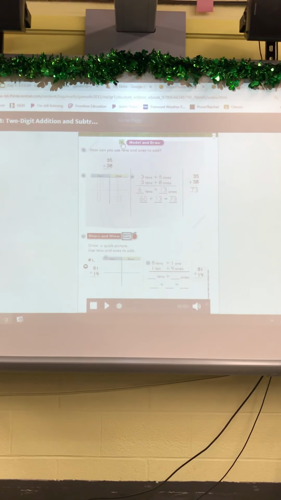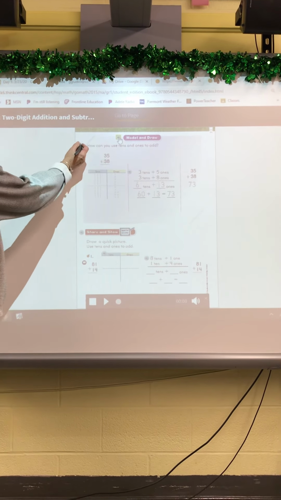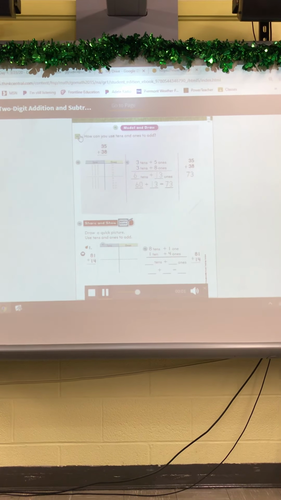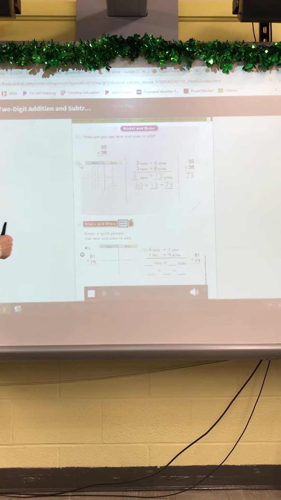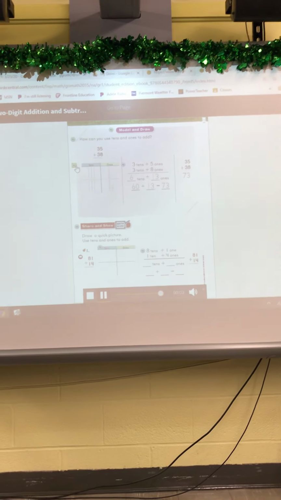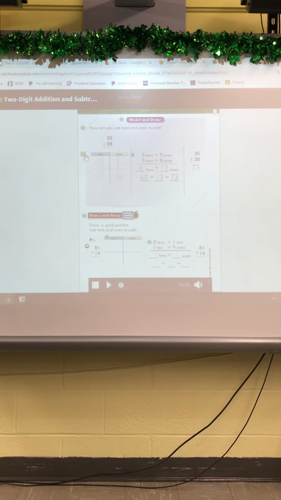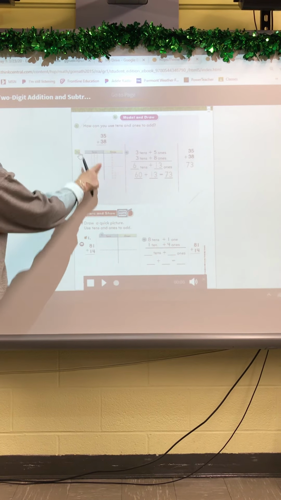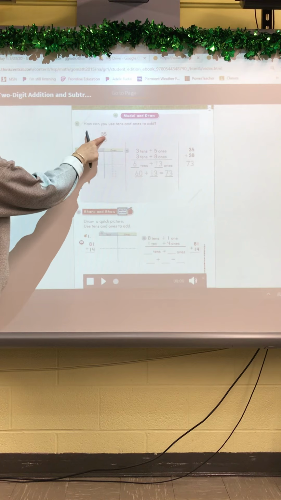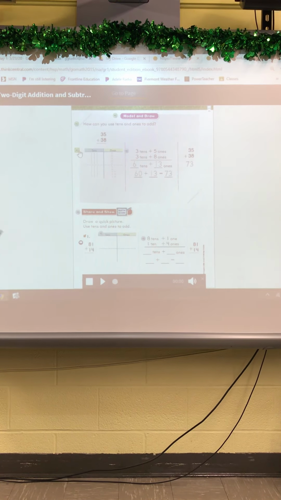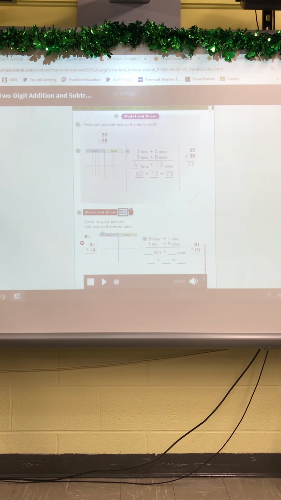Model and draw. How can you use tens and ones to add? Tens, ones. Notice that these are dotted out for you to trace over. The first top number is 35 plus 38. So let's trace over those. Go ahead and do this with me.